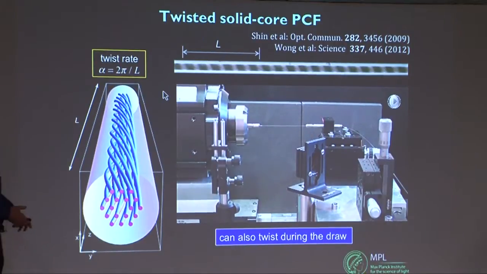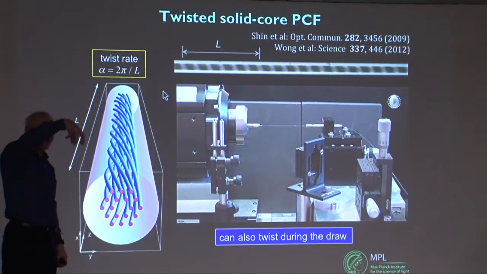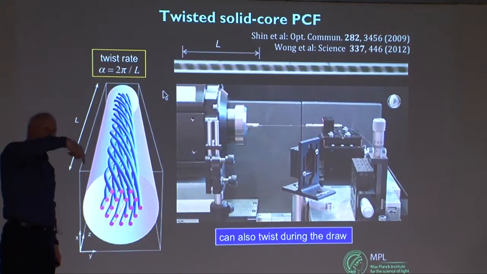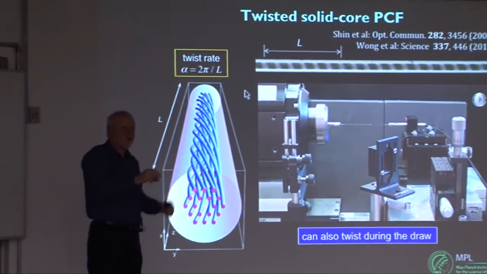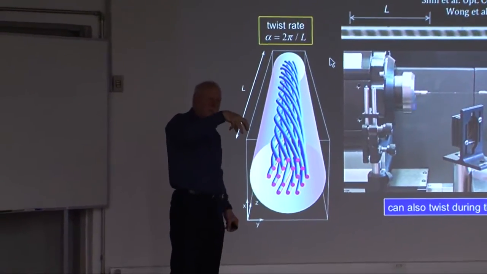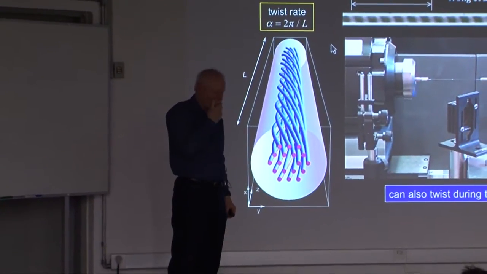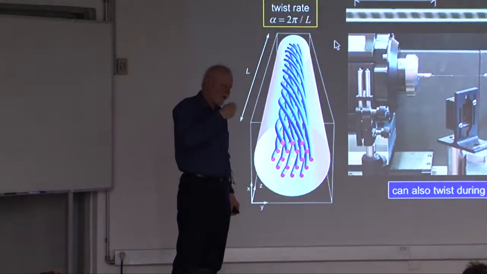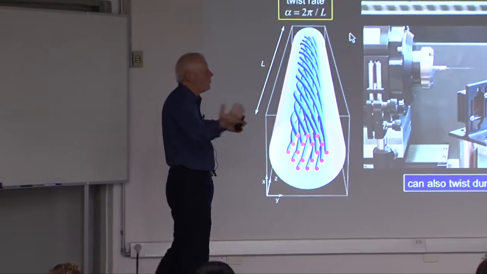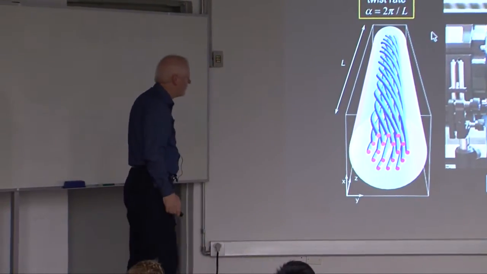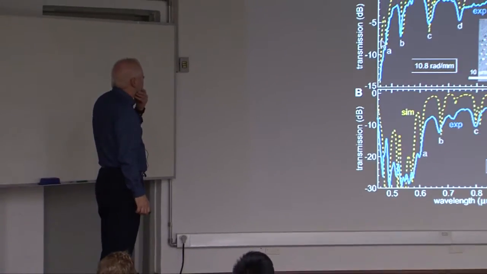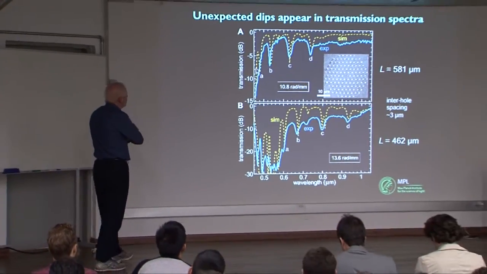So this is a very versatile way of making twisted fiber, but you can also do it during the fiber drawing process. There, as I showed you, we have a preform. You just have to spin the preform in the second stage of the drawing process. You spin that very fast, and you can end up with hundreds of meters of twisted fiber if you want. So the mystery is these unexpected dips.